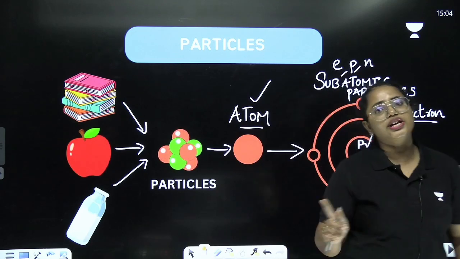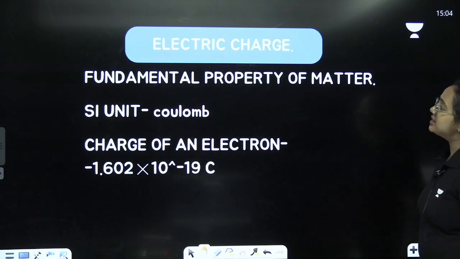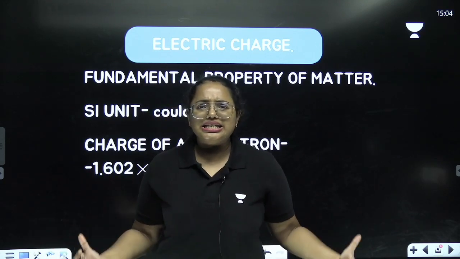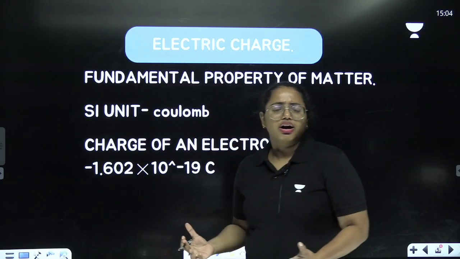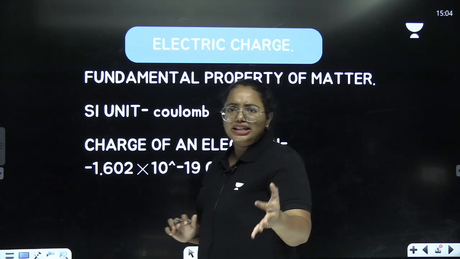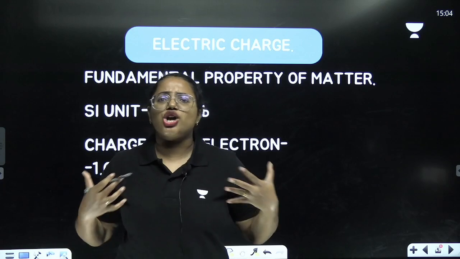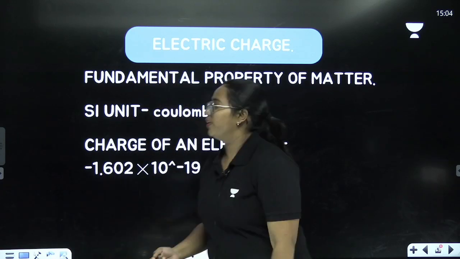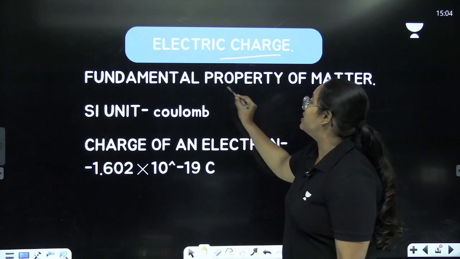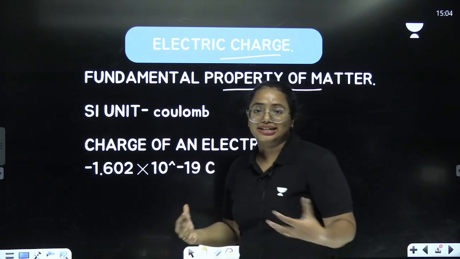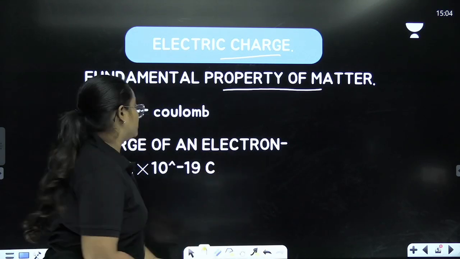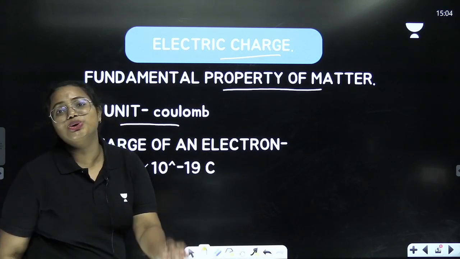Now we are moving towards the next concept. It's all about electric charge. What is the necessity of learning this charge here? We know that the proton, electron and neutron are subatomic particles. But what about their charges? That's what we are going to learn now. What is meant by electric charge? Electric charge is the fundamental property of matter itself. We know what matter is, right? So this is a fundamental property of matter and the SI unit is the coulomb.